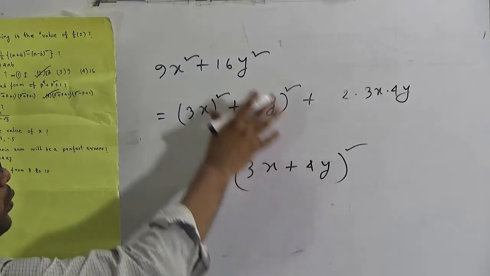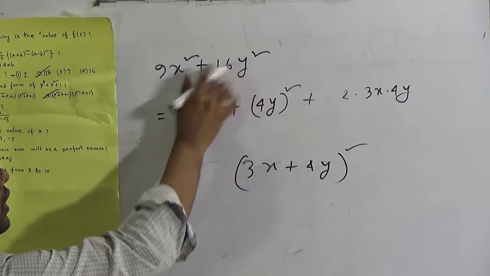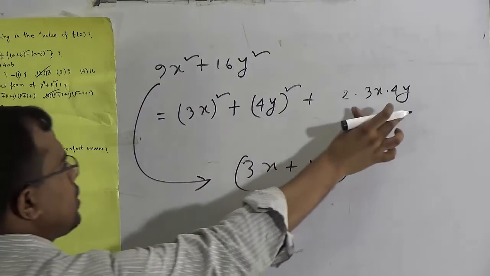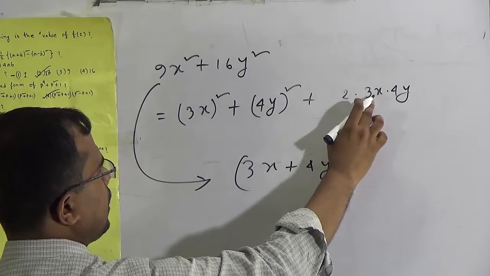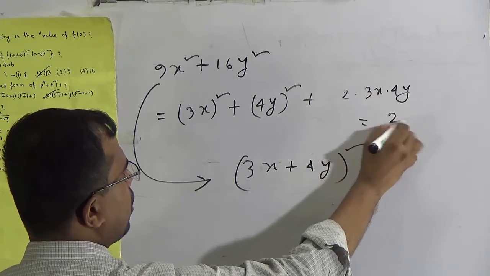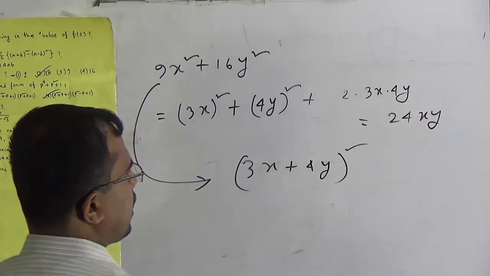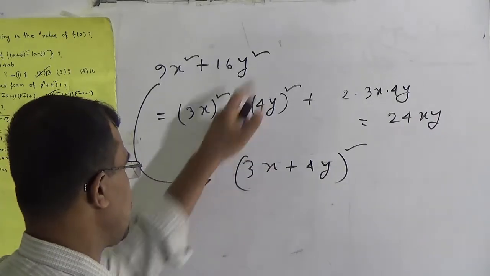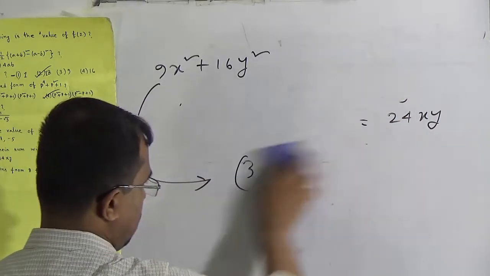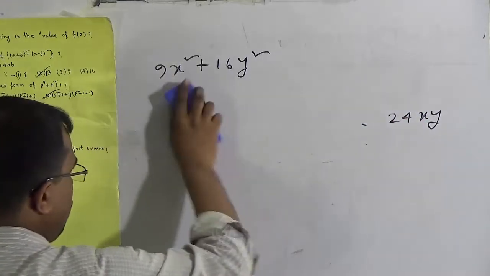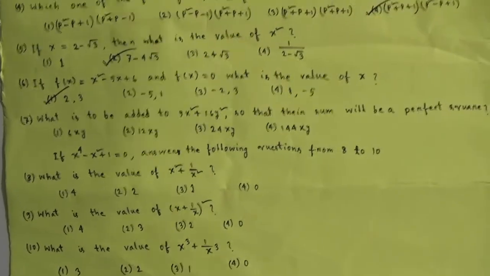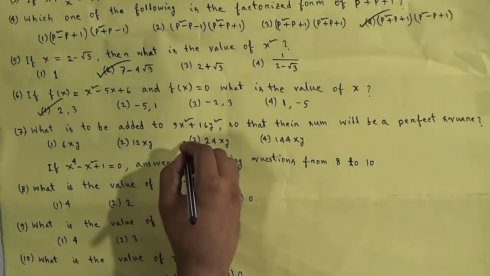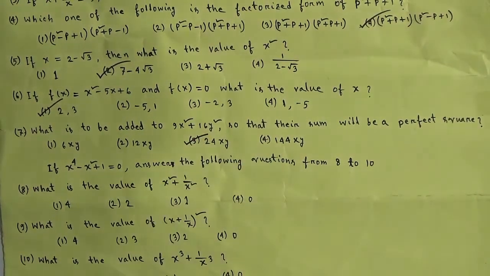So if we want to convert it into a perfect square, we have to add this term, that means 2 into 3x into 4y, and 2 into 3x into 4y means 2 threes are 6 and 6 fours are 24xy. That means we have to add 24xy to this expression, then it will be a perfect square. So 24xy is the answer, and in option 3, 24xy exists. So the correct option will be option 3, 24xy.